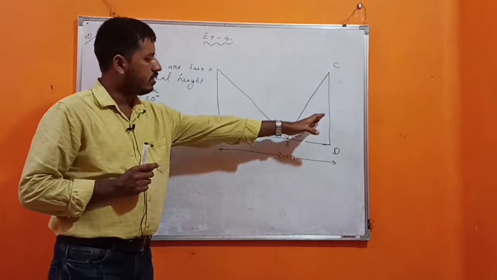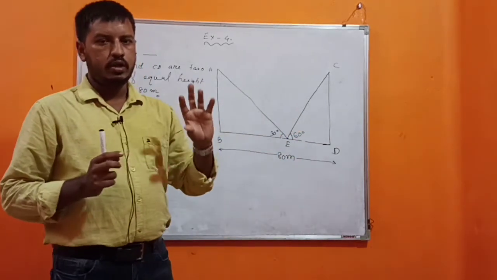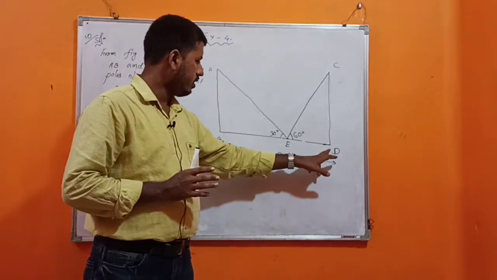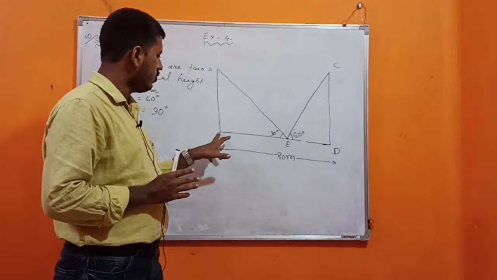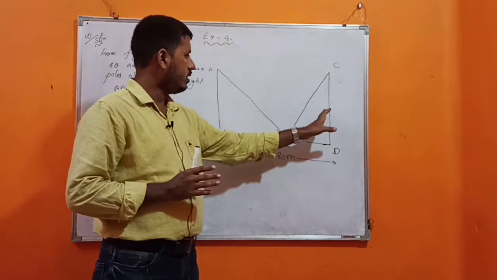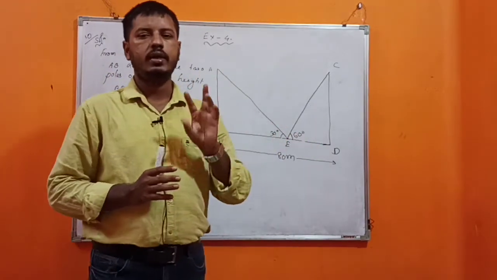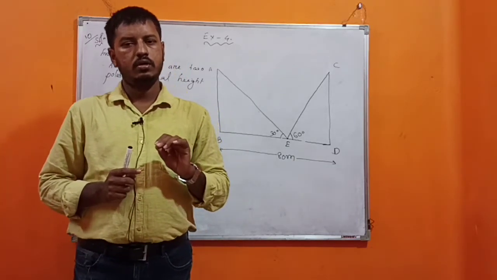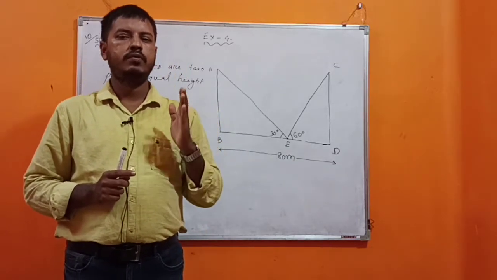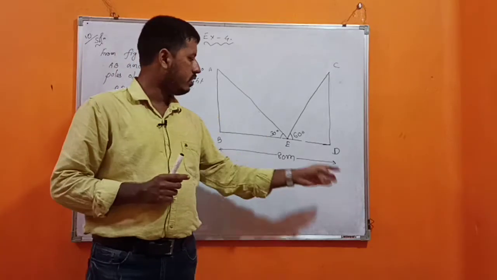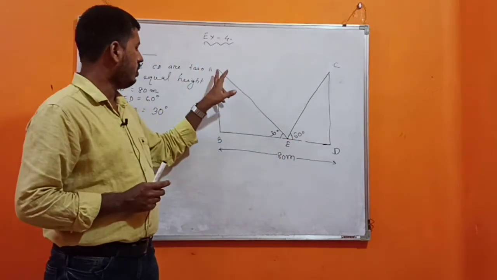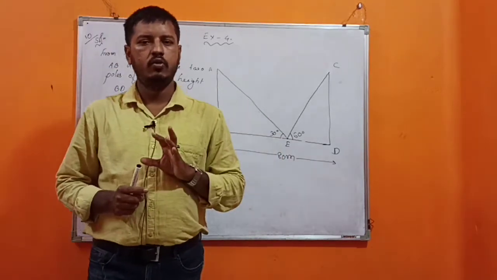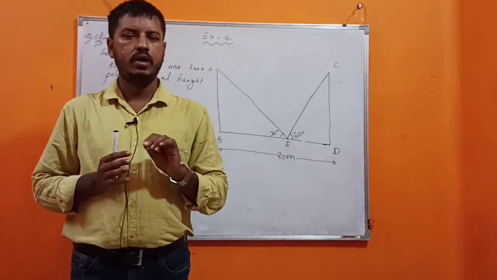AB and CD are the two poles situated on either side of a road, that is, the road is 80 meters wide. BD is the length of the road, and AB and CD are the two poles on either side of the road. From a particular point on the road, the angle of elevation of the top of one pole is 60 degrees, and of the other pole is 30 degrees. It is given in the question, and we are to find the height of the poles.